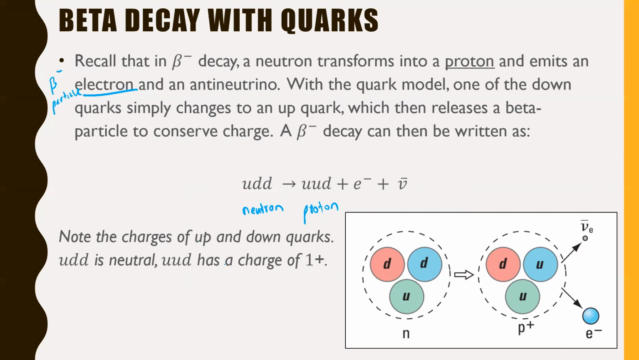So note the charges of up and down quarks, UDD. So in other words, neutron is neutral and UUD has a charge of +1. Yeah, so there you go. Again, charge has to be conserved. That is one of the fundamental laws. But anyway, let's move on.